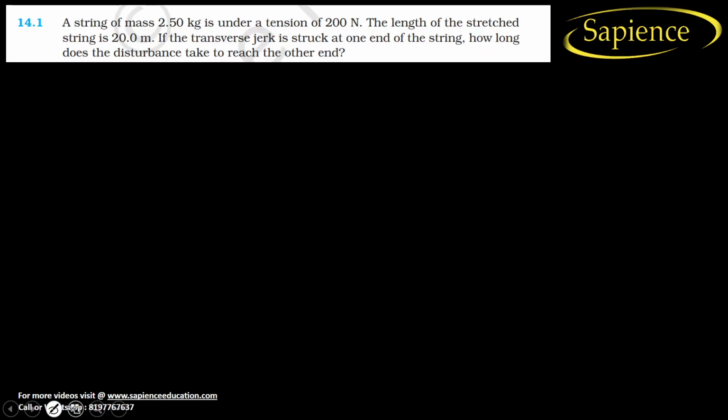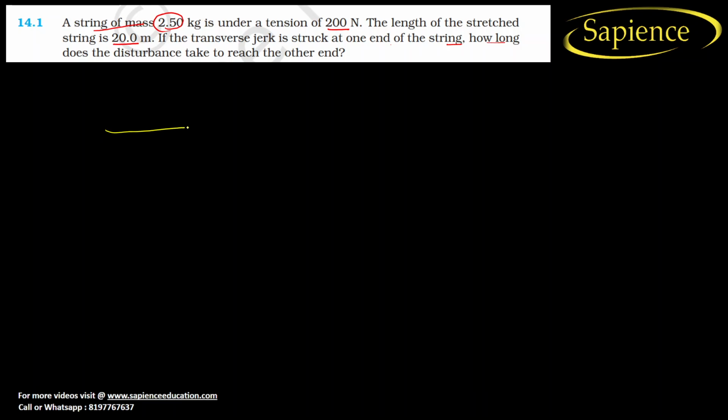The first question is that a string of mass 2.50 kg is under the tension of 300 Newton. Length of the string is 20 meter. If a transverse jerk is struck at one end of the string, how long does the disturbance take to reach the other end? So let us make the figure here.